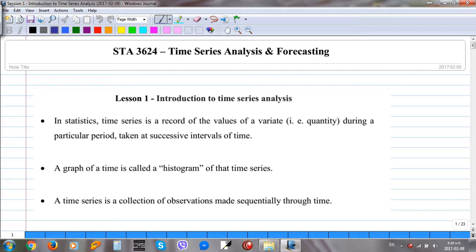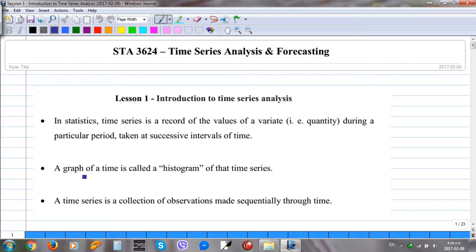Time series analysis means the collection of observations over time for the purpose of data compression, explanatory purposes, signal processing, or predictions. In statistics, a time series is a record of values of a variate, that means a quantity, during a particular period, taken at successive intervals of time. It means in time series analysis we collect information related to one quantity over time for predictions or other statistical purposes.